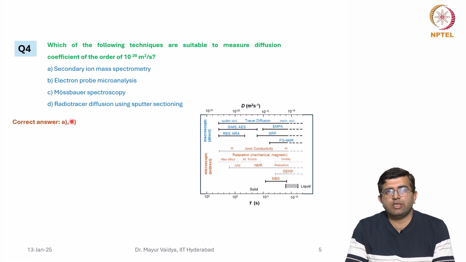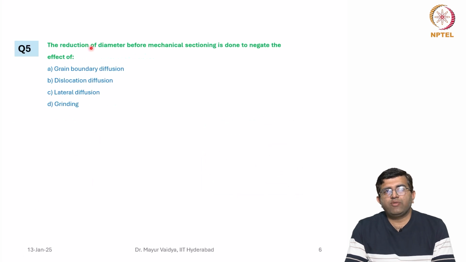So, the correct answer here is A and. Question number 5. The reduction of diameter before mechanical sectioning is done to negate the effect of.